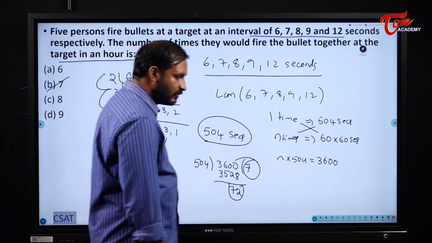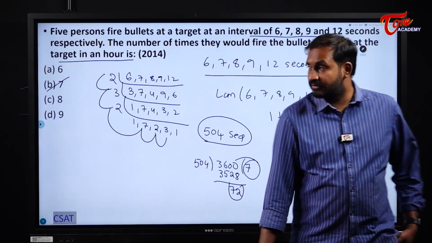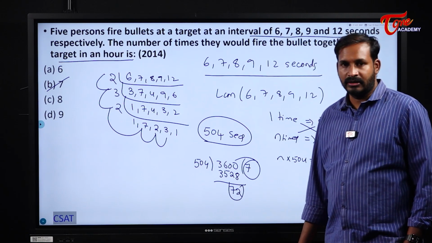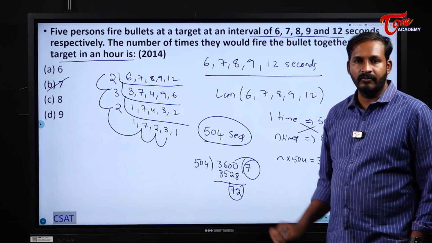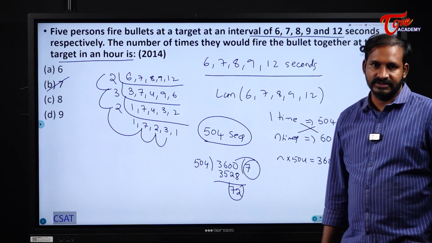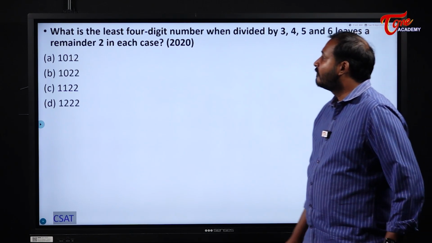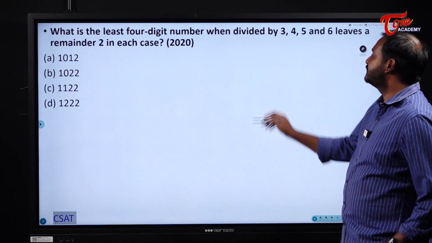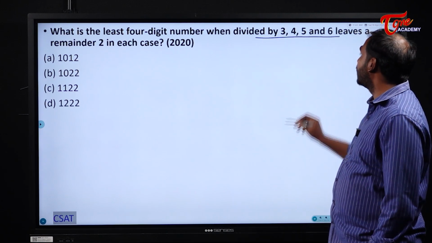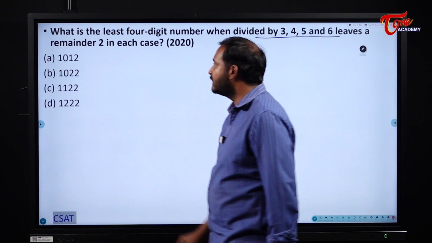All the 5 people can fire the bullet simultaneously on the target for how many times in this case? 7 times. Understood? We will see the next one. What is the least 4-digit number which when divided by 3, 4, 5 and 6 leaves a remainder 2 in each case?